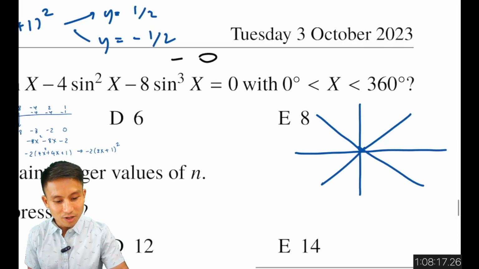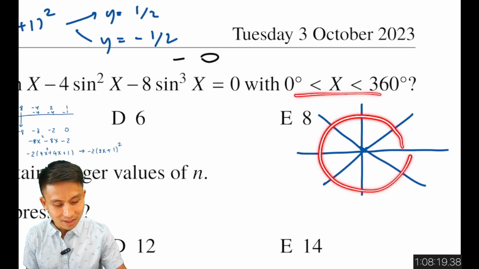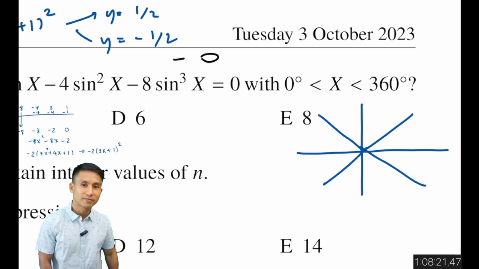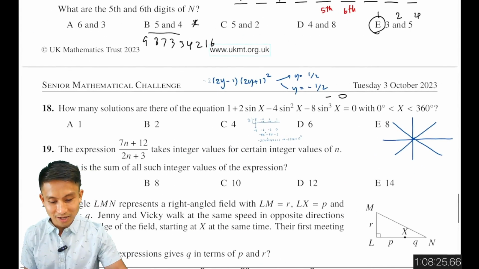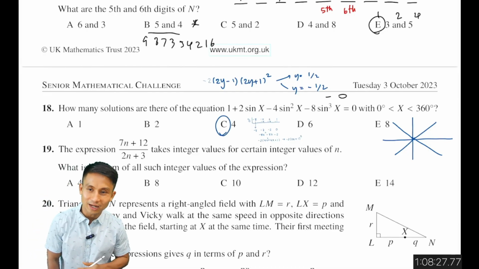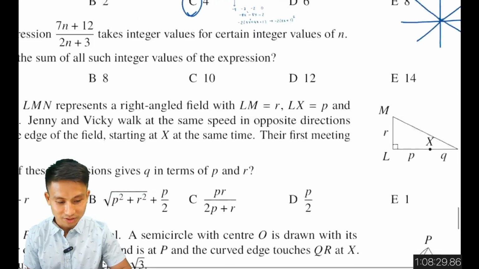So in one period, which is from 0 to 360, there are 4 roots, 4 answers. Yeah, so that's the answer there, 4 answers. We don't find them, we just tell the number of roots. So that's it.